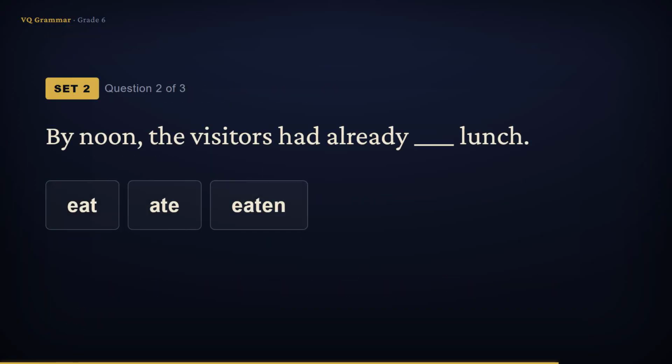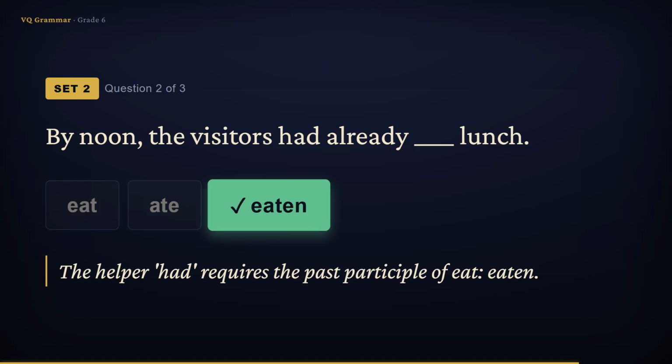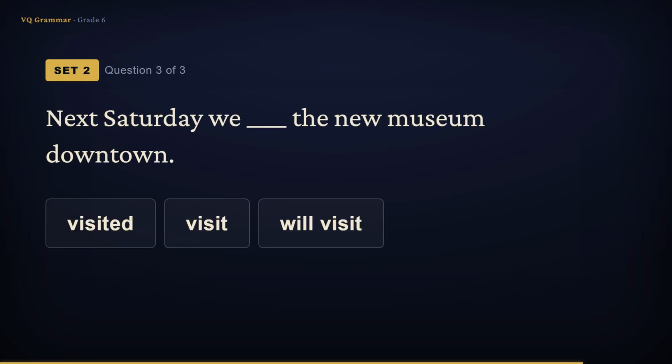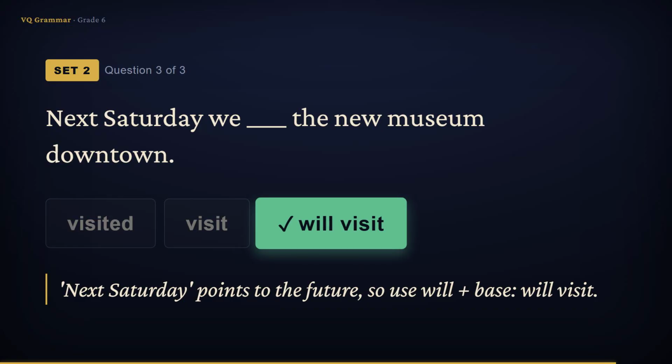By noon, the visitors had already blank lunch. There's our helper, had, and a helper calls for the past participle. The past participle of eat is eaten, not ate, which is the plain past form. So the answer is eaten. Next Saturday, we blank the new museum downtown. The clue is next Saturday, which points ahead to something that hasn't happened yet. That's future tense, and we build the future with will plus the base form. So it's will visit, not visited, which is past, and not visit alone, which would sound like present. So the answer is will visit.